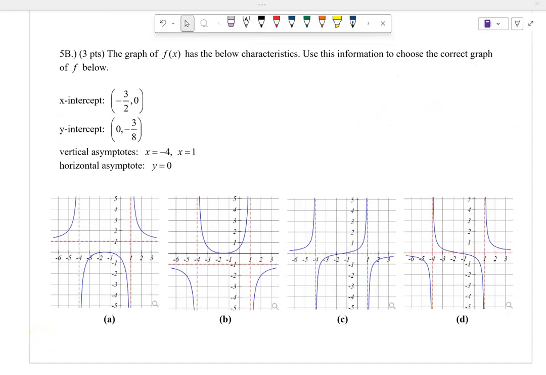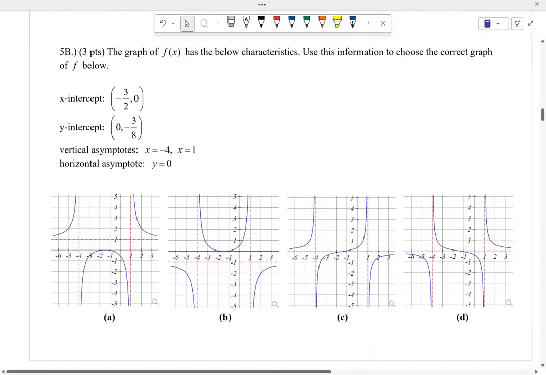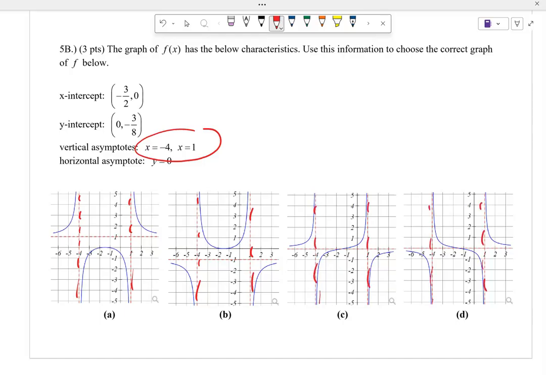First thing I'd be checking is make sure you got these vertical asymptotes, -4 and 1. That one's okay. -4, 1. That one's okay. It looks like all of them have -4 and 1. Let's check the horizontal asymptote y equals 0. Well, this one has y equals 1, so that one's out. The next one has y equals -1, so that one's out. So it looks like C and D could be it because they both have y equaling 0 as a horizontal asymptote.